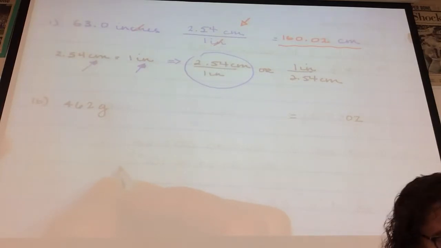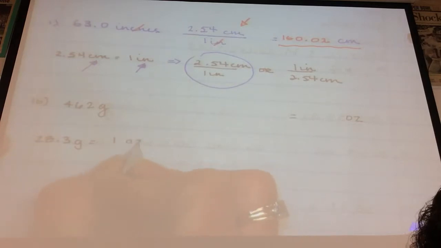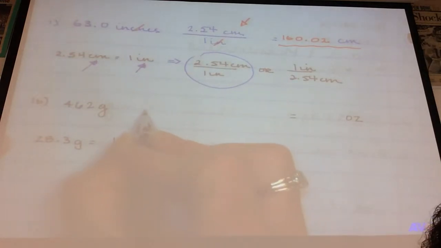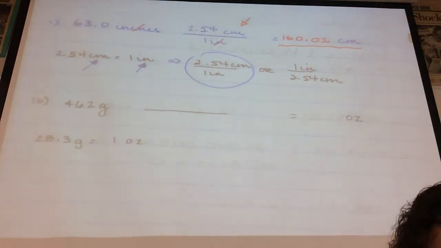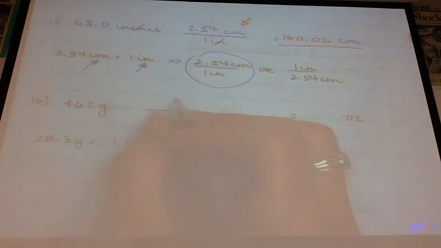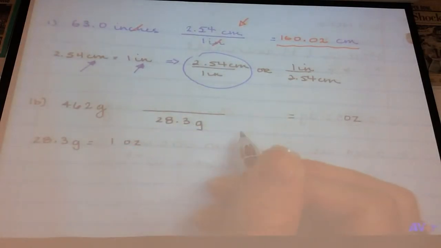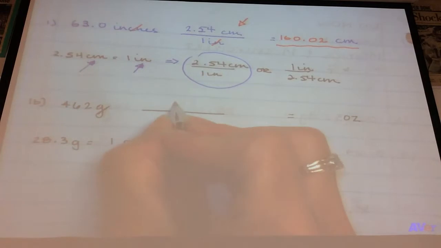So 28.3 grams equals 1 ounce. Can you show it to her, please? All right, so which part of that equality is going in the denominator? On the grams. Perfect. 28.3 grams. Why'd you put the grams there? So we cancel out. You got it. And 1 ounce goes on top.